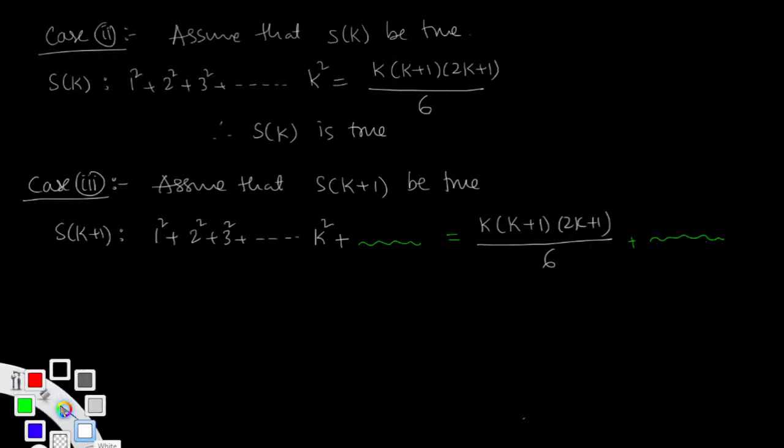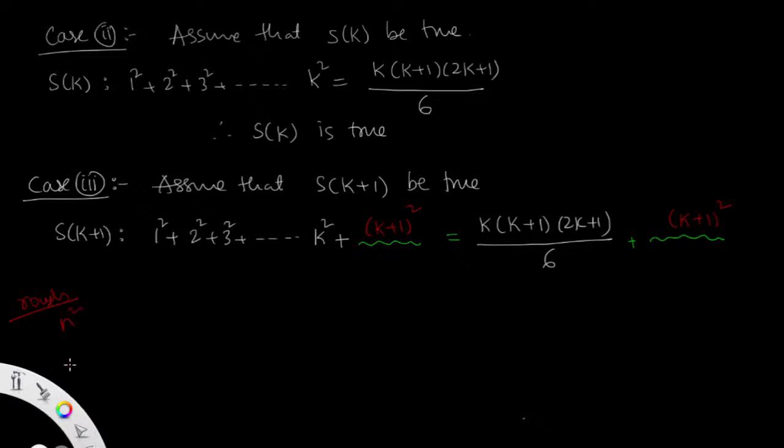Then the value here, in the place of k, we write k plus 1 whole square. How do you get this? In the rough part, whatever the nth term is given, n square is given. Put n equal to k plus 1. That becomes k plus 1 whole square. So this is called the k plus 1th term.